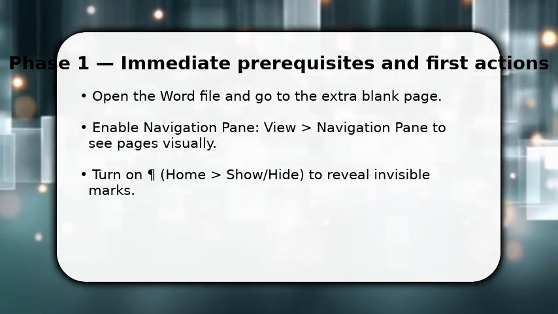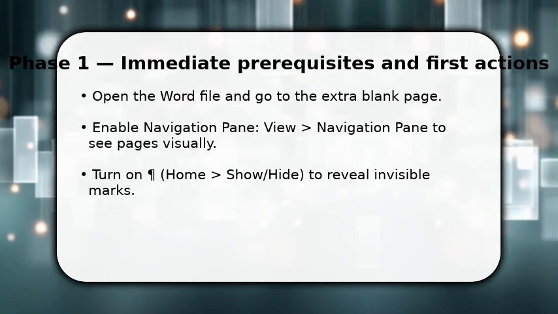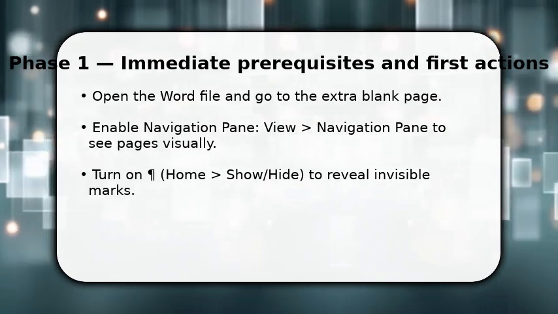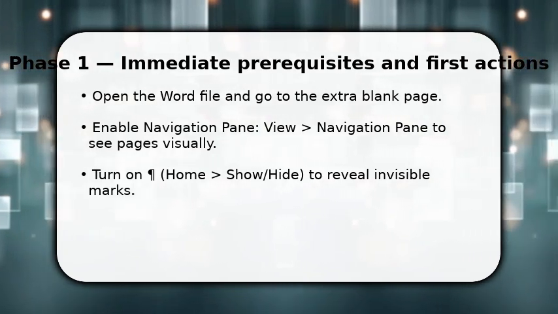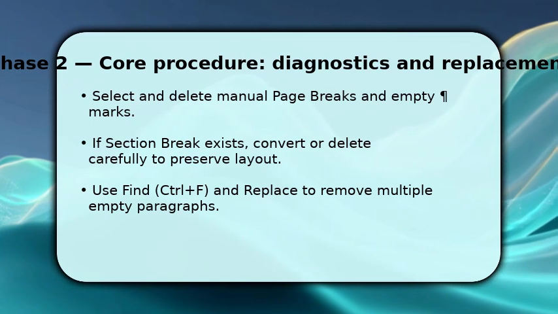Make sure to look for paragraph symbols, manual page breaks, and section breaks. Those are usually the culprits. Now you're ready to remove the visible cruft step by step. You'll now delete the hidden content that creates the extra sheet.